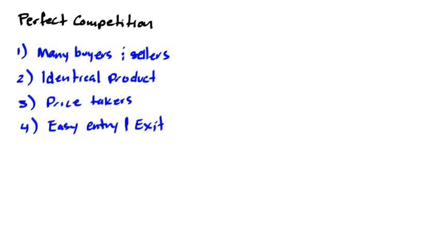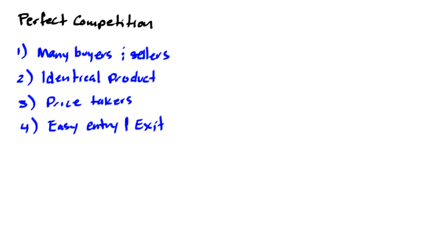Perfect competition. Perfect competition has four key characteristics. First, there's many buyers and sellers. Second, it's an identical product, a homogeneous product. Third is price takers. So that means not any one buyer or seller can influence price. And fourth is easy entry and exit of the market. So basically this means there's no barriers to entry, or nothing stopping other firms from entering the market.